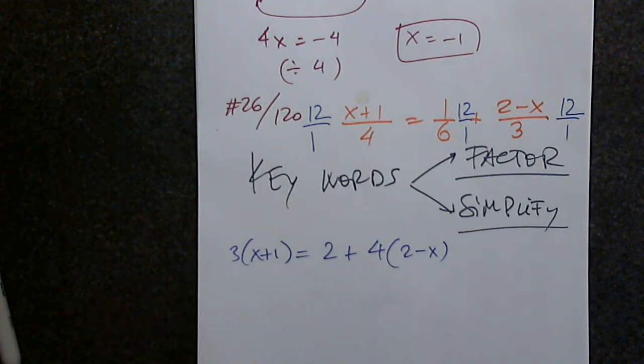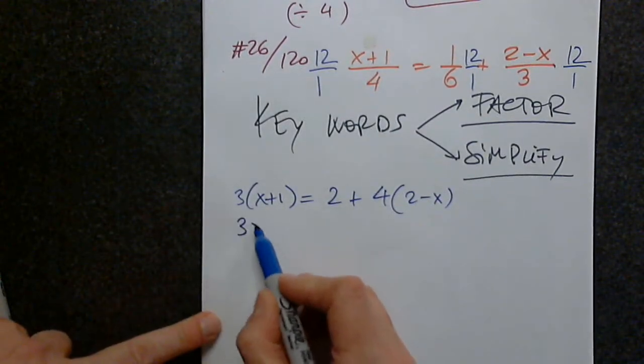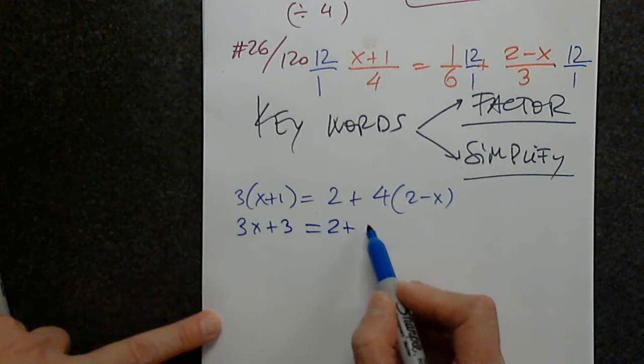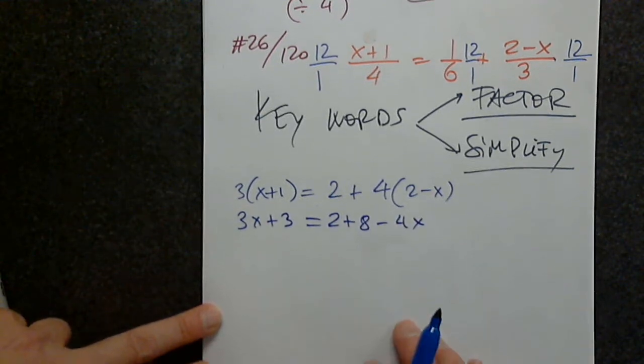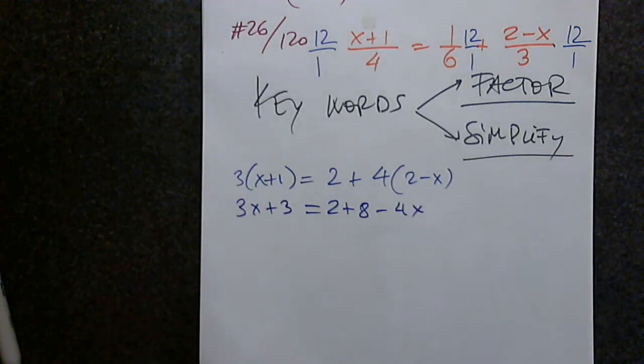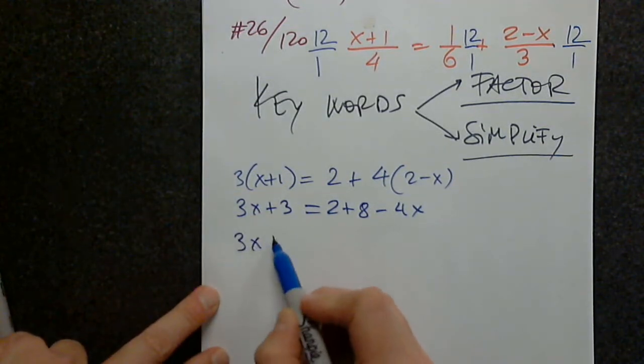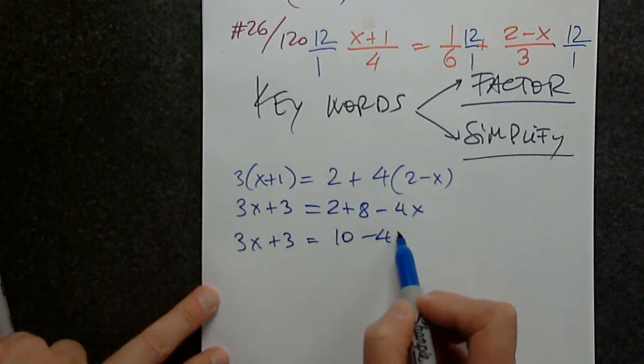Now we're back to the previous problem. So this problem had one additional step in which we eliminated fractions. That's the only difference. So like before, I will distribute 3x plus 3 to 8 minus 4x. Do not move terms around before you fully simplify. So fully simplified means 3x plus 3 equals 10 minus 4x.